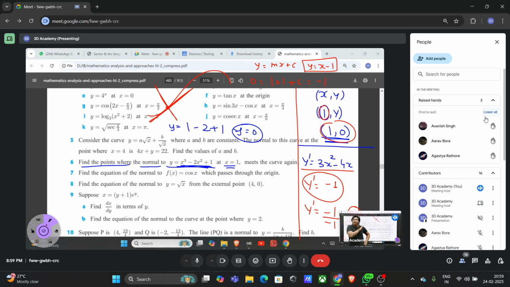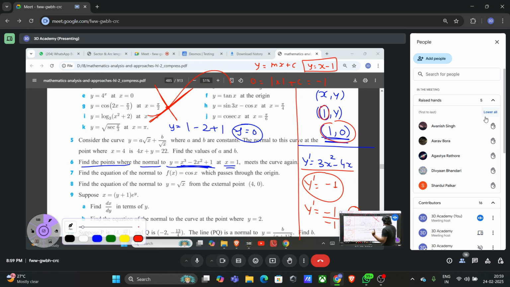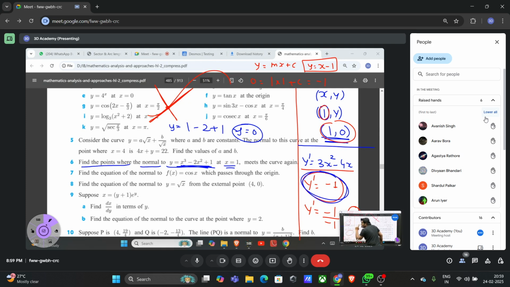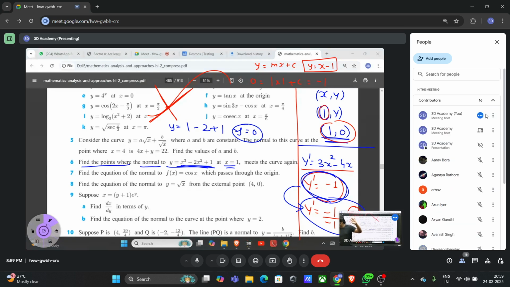So I have not done any rocket science in this. I have done only one change compared to tangent. What I have done, I have found the gradient of tangent. Only one thing I have changed, that is the negative reciprocal of it, because the question is asking me the gradient of normal and not the tangent. How many of you understood? Please raise your hands.